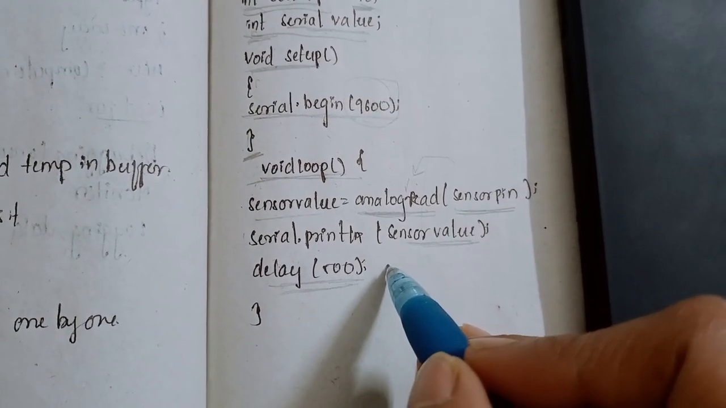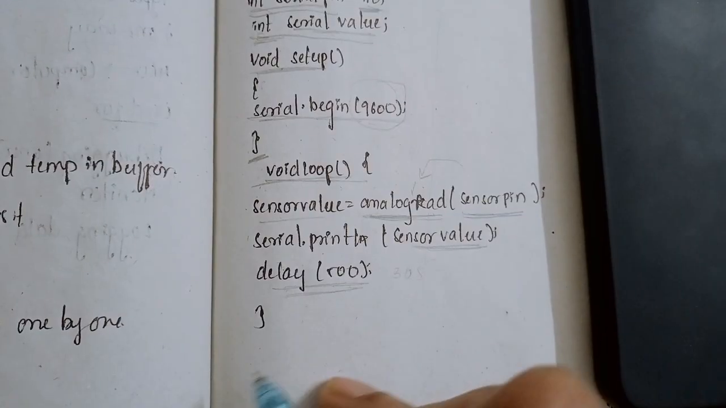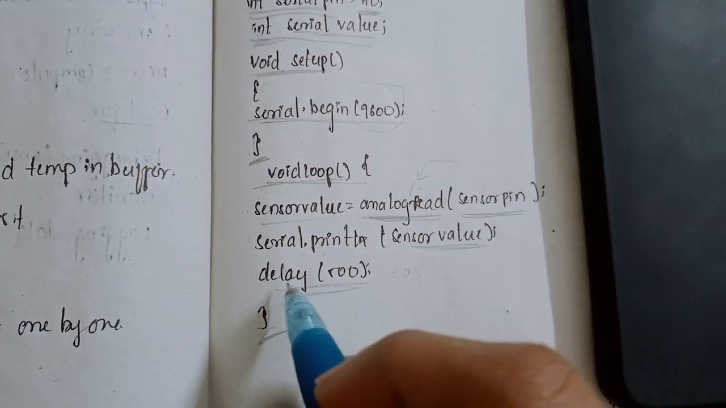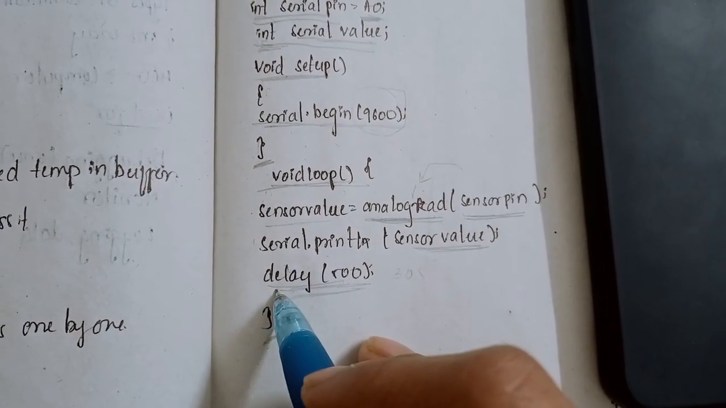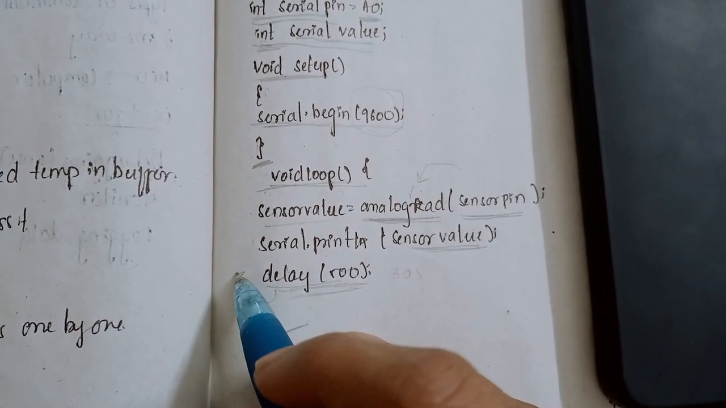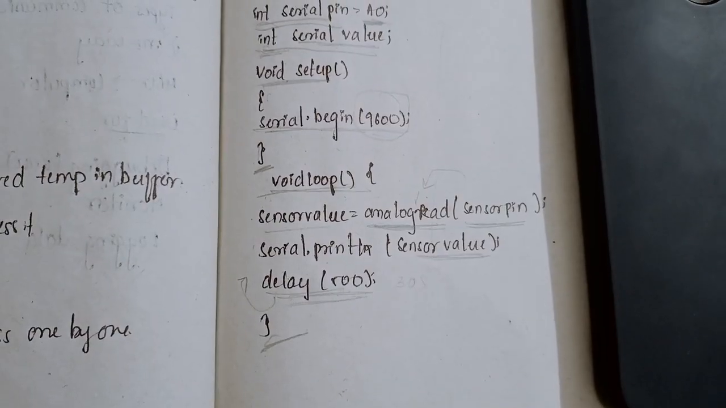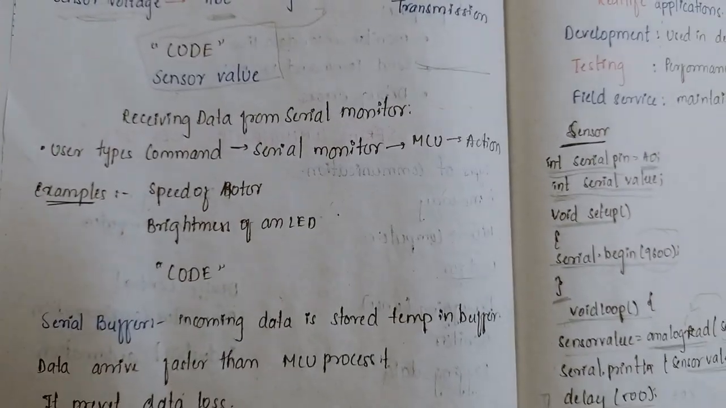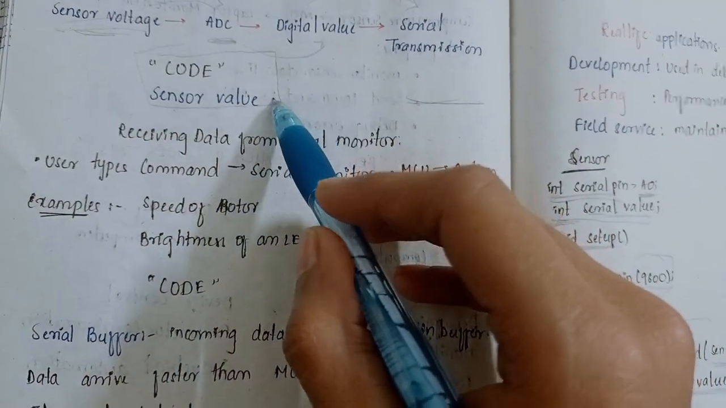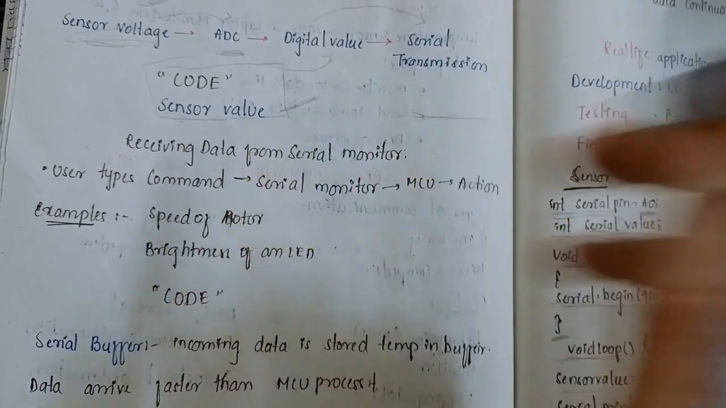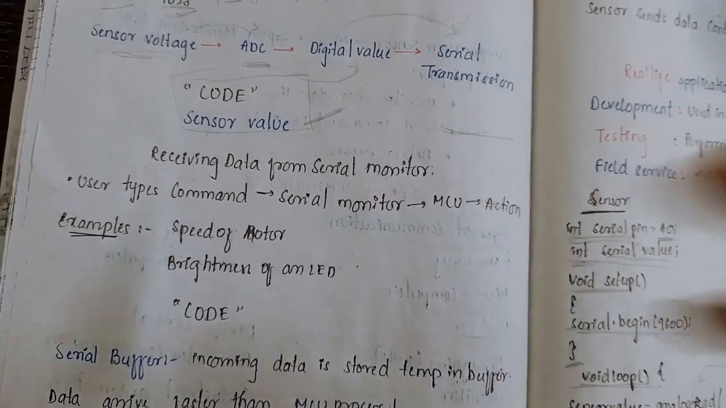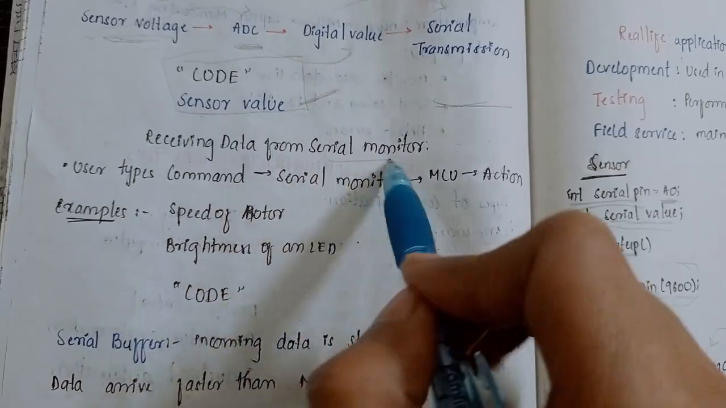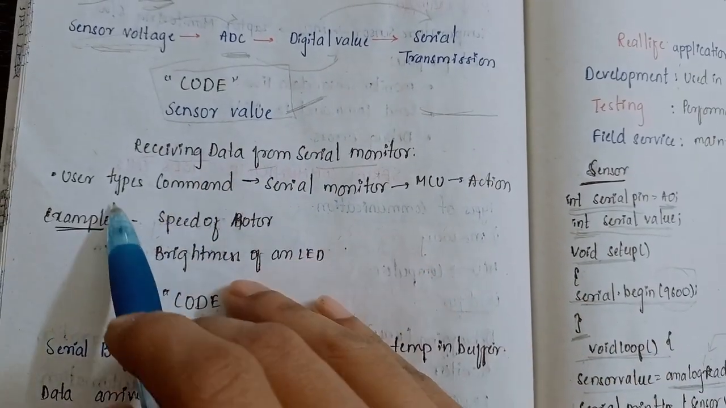It means a delay of half a second, and that's it. We are done with the program. After this, if we want, it can go through the same process again. So we have completed how we write the code for sensor values using Arduino, and now we'll understand how the serial monitor receives data.